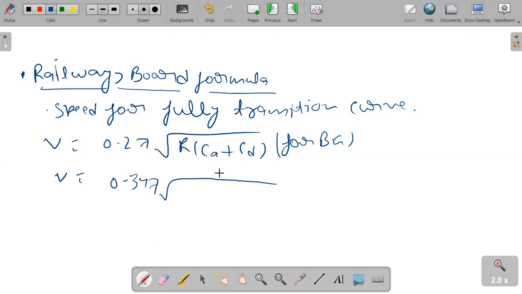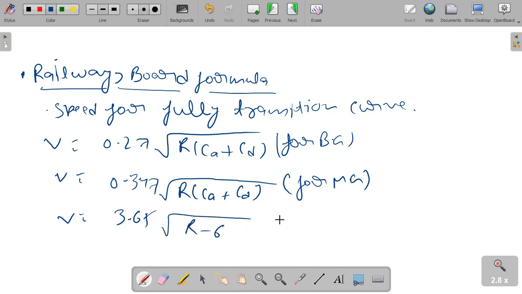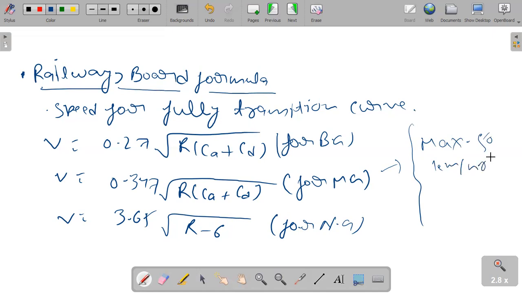R into Ca plus Cd, and this is for meter gauge. For narrow gauge, it is 3.65 under root R minus 6. This is for narrow gauge. In all of these, the maximum value is 50 kilometers per hour.